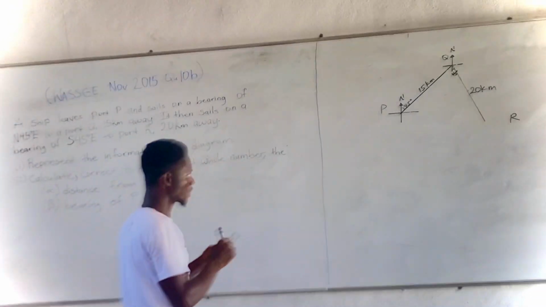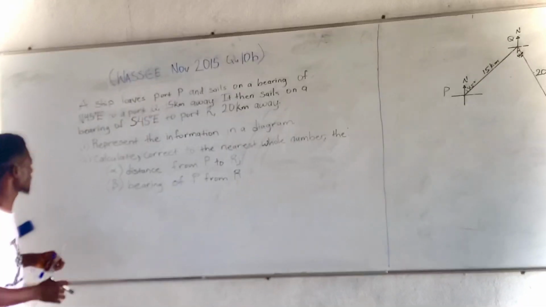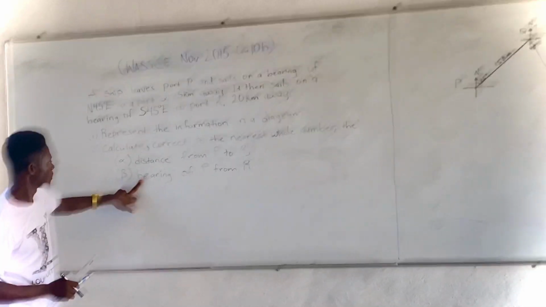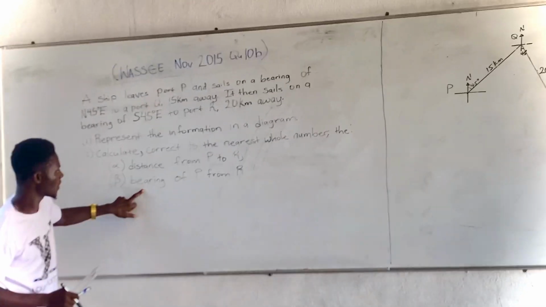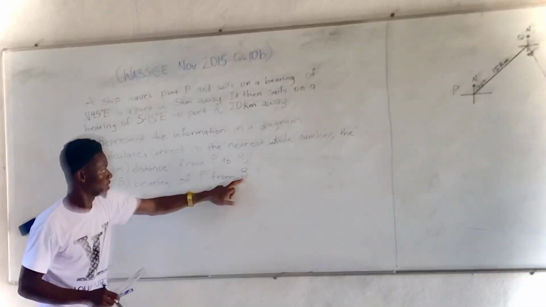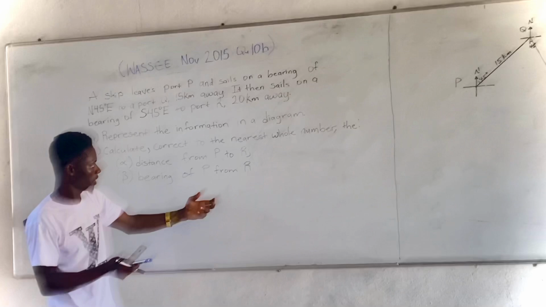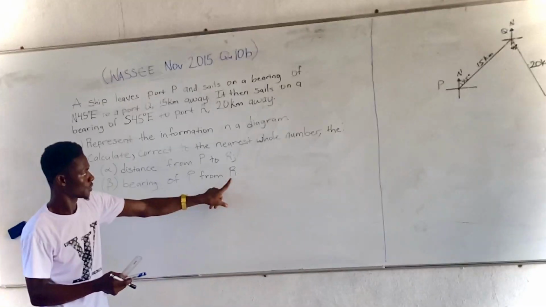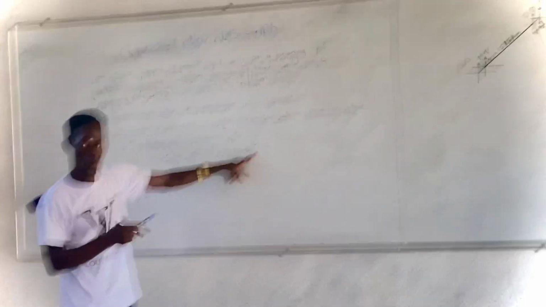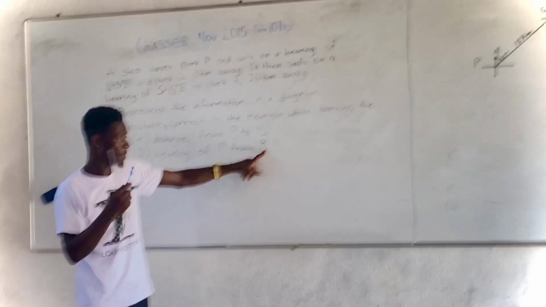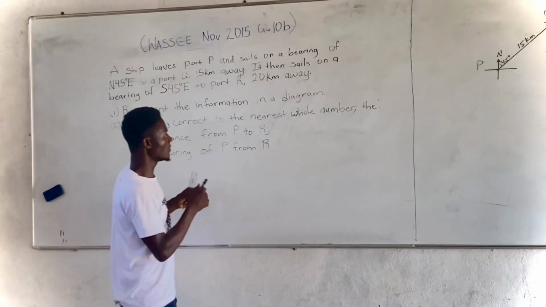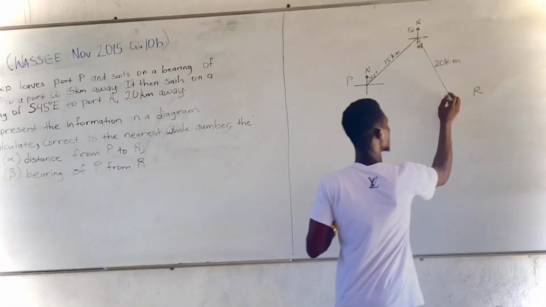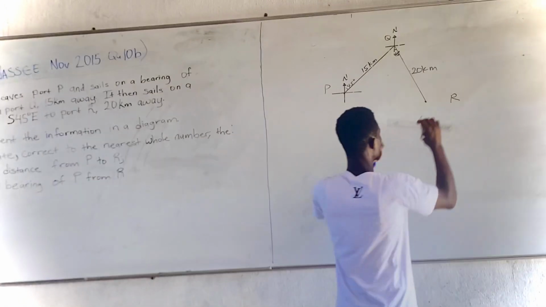We'll position the letters, but it is important that we first have the complete representation of the diagram. Beta says the bearing of P from R. So please take note, in bearing, the point after the preposition from is always represented by a compass. So it means that at R, we should have a compass. At this point R, there should be a compass.